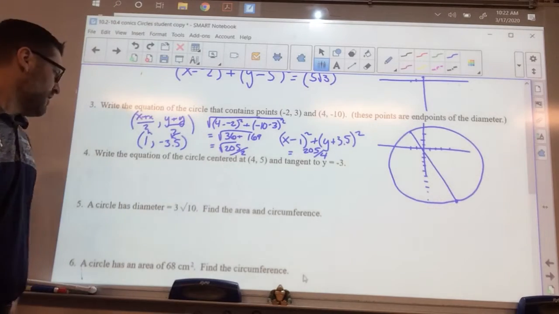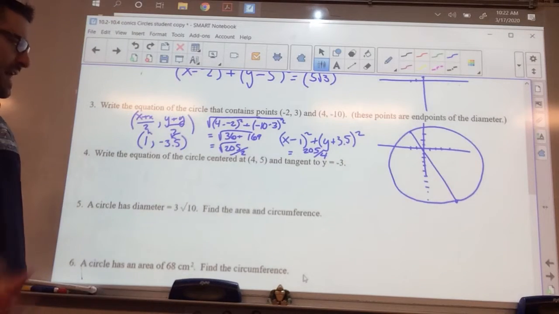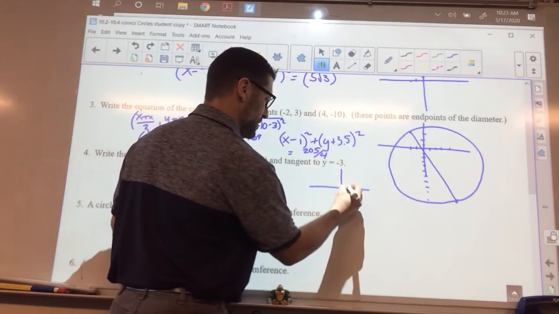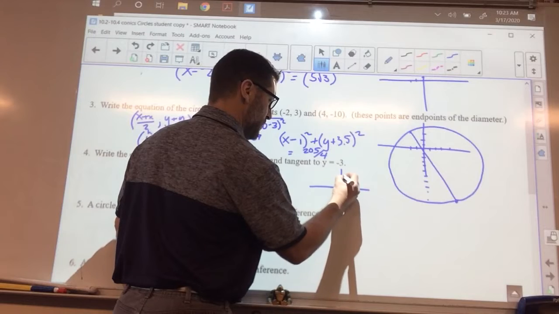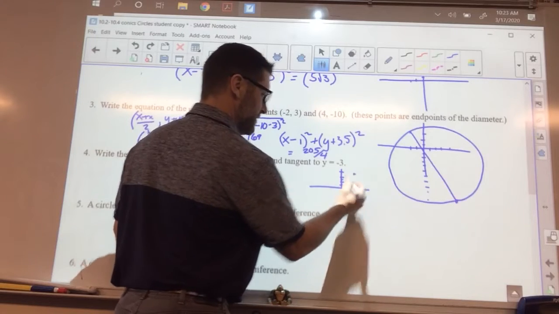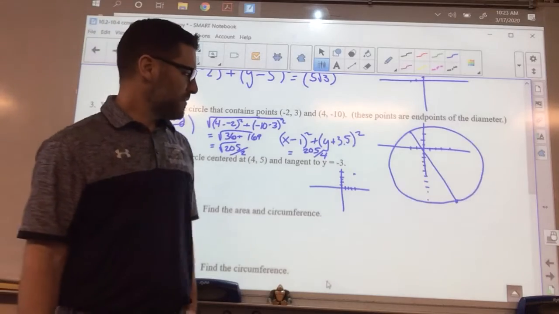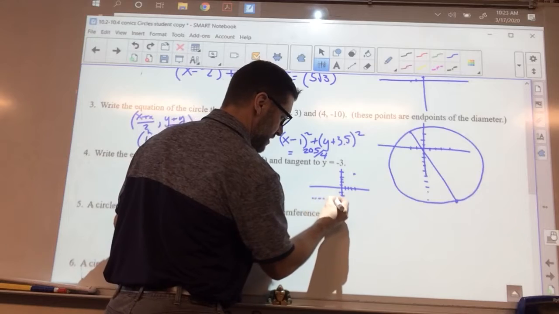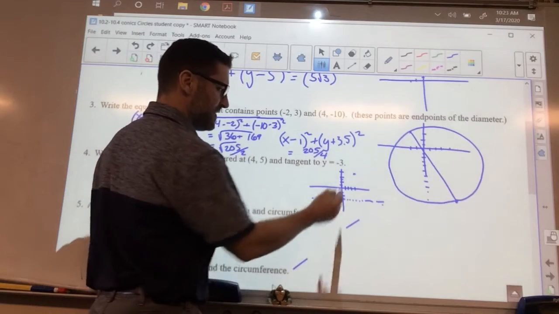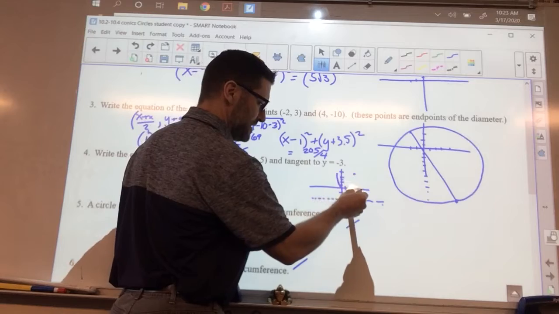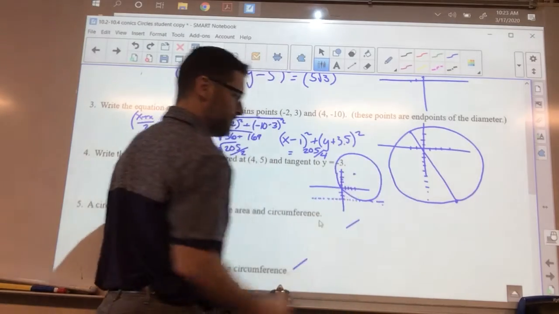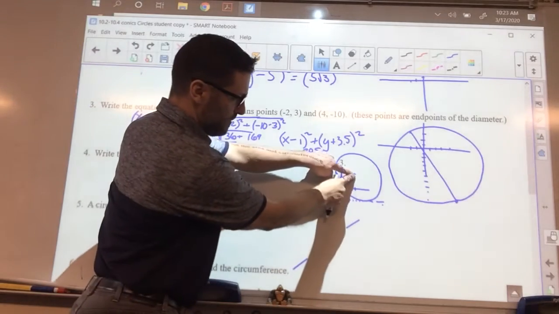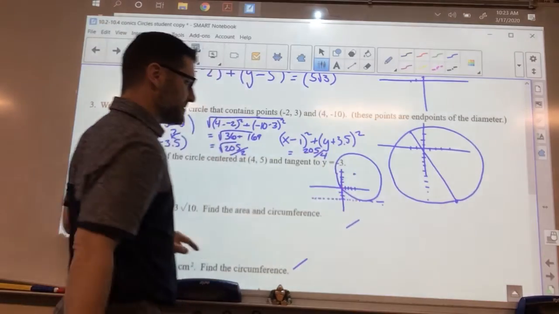We're in good shape. All right, number 4, write the equation of the circle centered at (4, 5) and tangent to y equals -3. Centered at 1, 2, 3, 4, 1, 2, 3, 4, 5. So it's here. There's the center. And tangent to y equals -3. Now y equals -3 is a lazy line, 1, 2, 3, a lazy line down here. And if it's tangent, that means my circle is going to come like this, like that. So, h, k, and that distance right there, that's your radius.